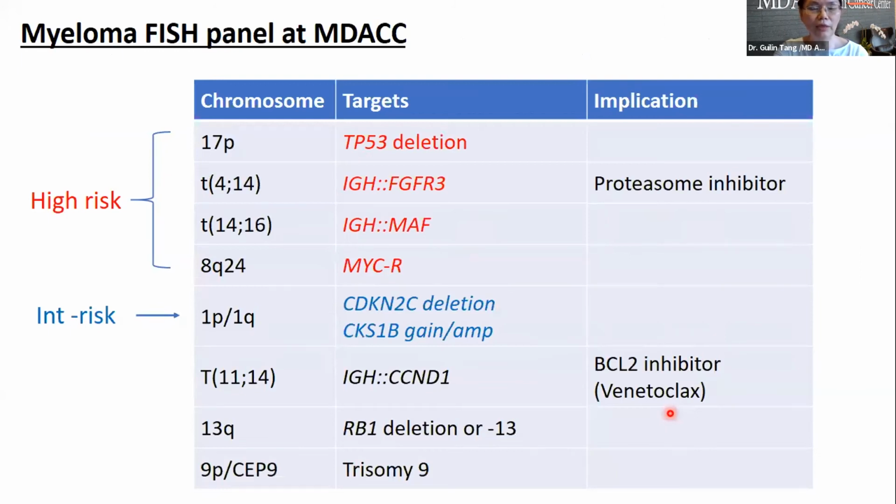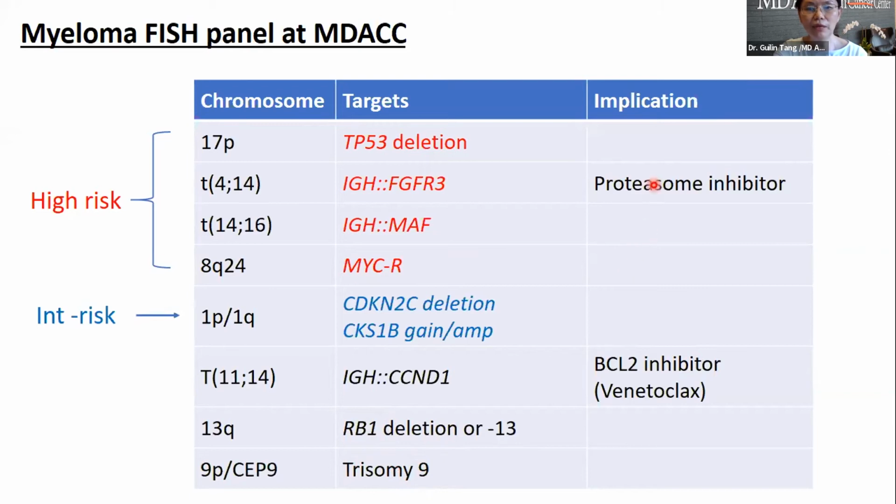At MD Anderson, we developed an 8-probe FISH test, we call it the myeloma panel. The top 4 are high risk. We target the TP53 deletion, we want to see IGH, FGFR3 fusion or rearrangement, IGH, MAF rearrangement, or MYC rearrangement. And then the others are just numerical changes, for 1p deletion and 1q gain. And then we have IGH CCND1, and the RB1 gene is one of the most common abnormalities seen in myeloma, accounting for 50% of the cases. And trisomy 9, usually we say, is for hyperdiploidy. So they cover almost all the aspects.